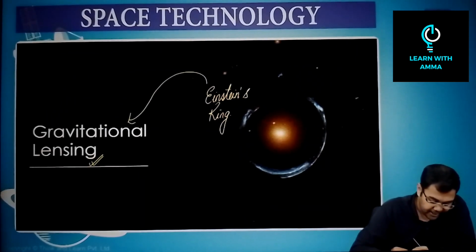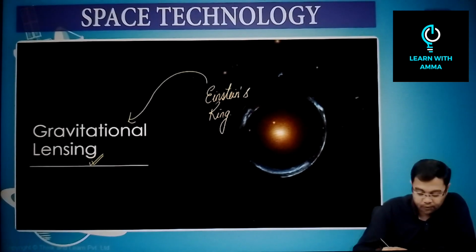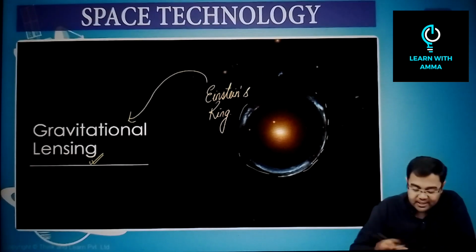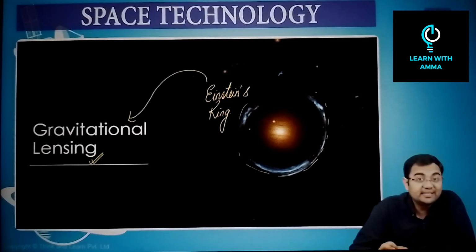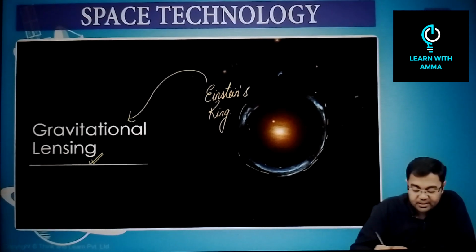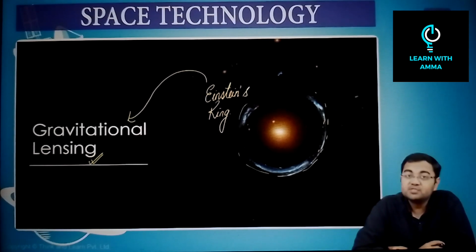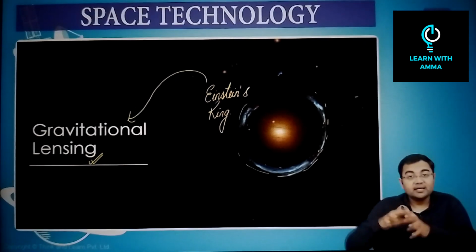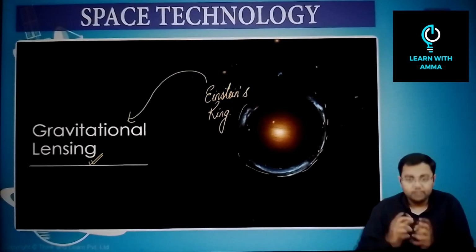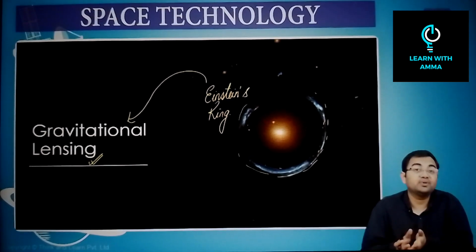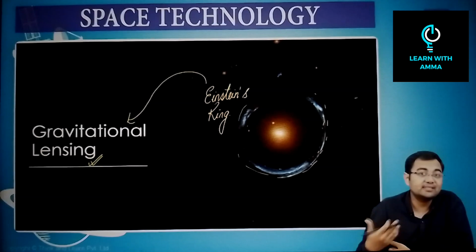So that's why, coming back to the concept of Einstein's ring, what you observe as a ring-like structure is nothing but gravitational lensing that has happened, and because of gravitational lensing, multiple images of something have been created. And this set of images appears as a ring because it's all around that central object, and that's why this phenomenon has been named Einstein's ring.